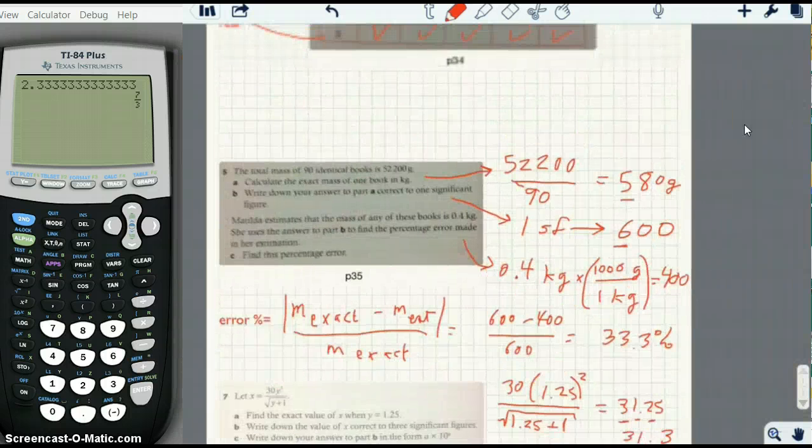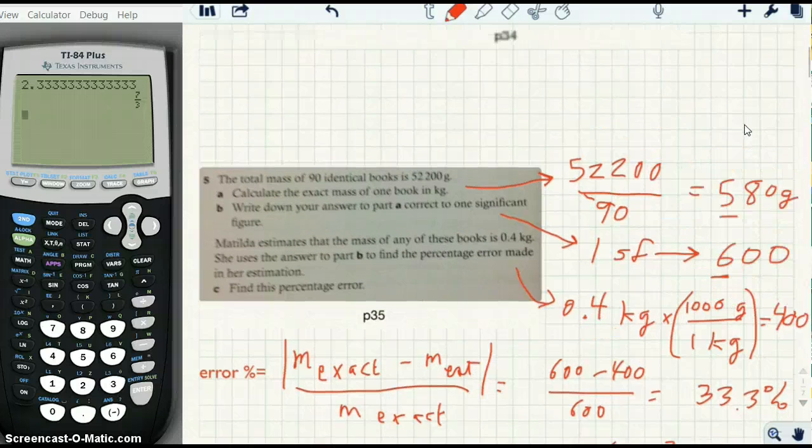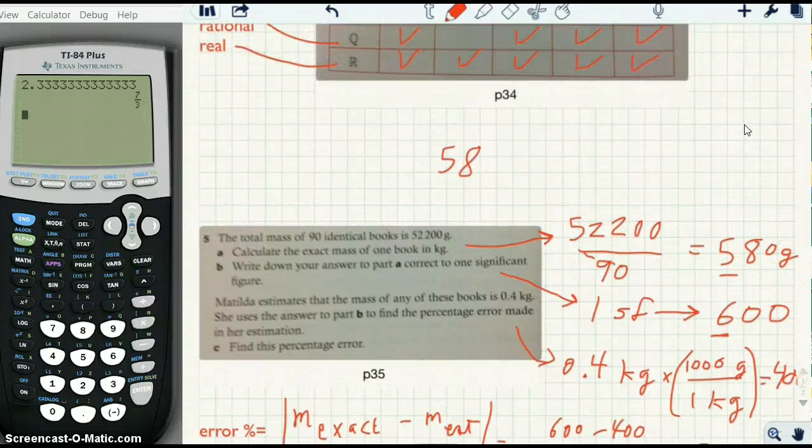Well, let me find a little empty space here to write it, and I'll write it here. 580 grams times a conversion factor is equal to something in kilograms. Now, what's the conversion factor? Well, the conversion factor is going to be basically a number over the same number, but we're going to use that trick.